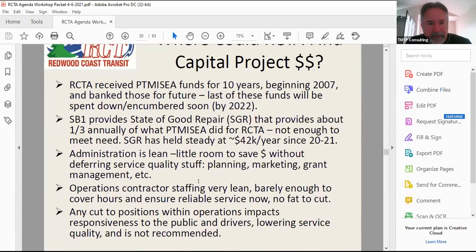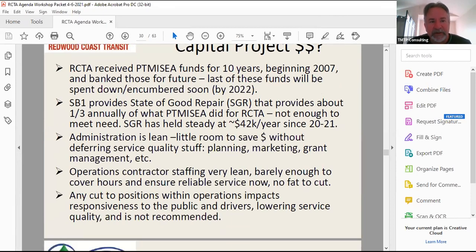I'm going to skip through this pretty quick because it's more Dan's slide. Back in the old days under Governor Schwarzenegger in 2006, they did the Prop 1B bond measure to stimulate the economy. And we got 10 years worth of PTMISEA funding for that, which was dedicated to transit and limited to capital. That was banked pretty well by Mark, our predecessor. So we've been spending those funds down, but they're almost done. They're expected to expire within the next year.